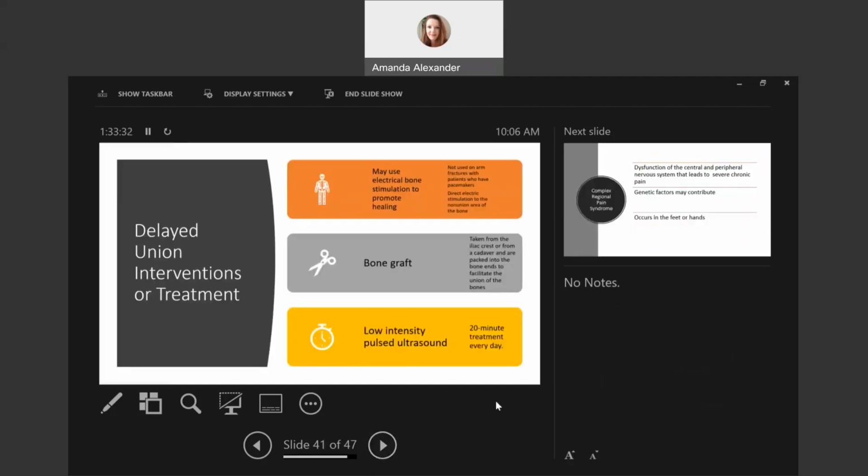Delayed union interventions or treatment. So if a patient is having a hard time with the bone healing, some of the treatment processes might be electrical bone stimulation, bone grafting, and low intensity pulse ultrasound.